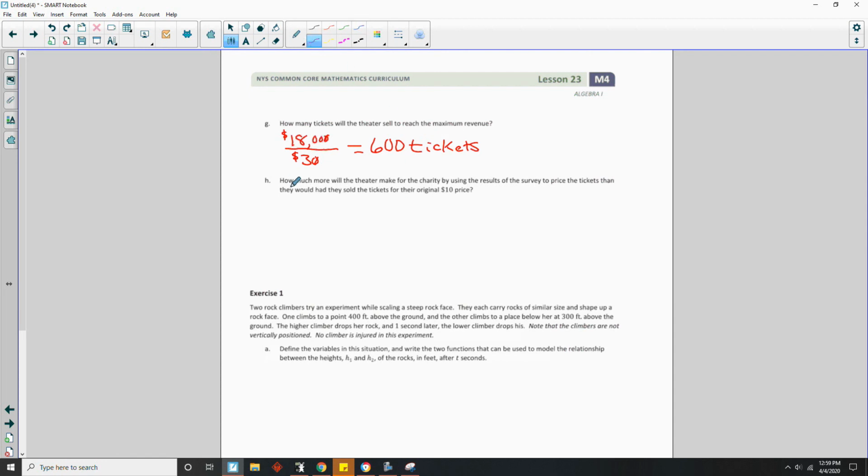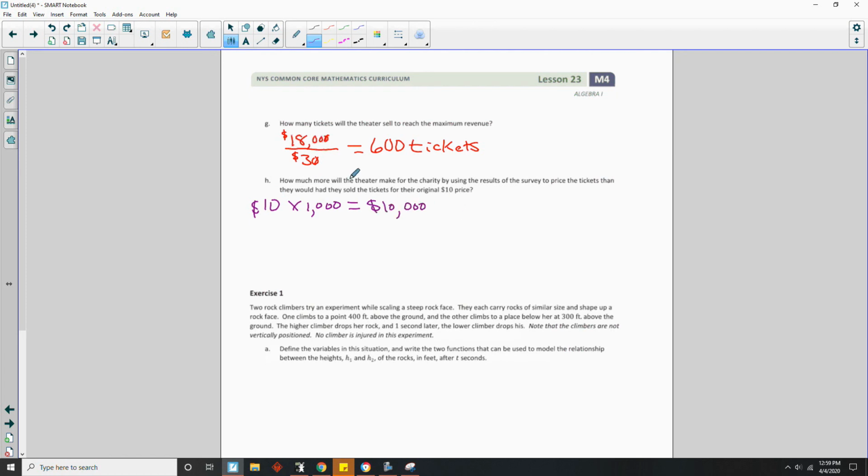Alright, part H. How much more will a theater make for the charity by using the results of the survey to price the tickets than they would had they sold the tickets for their original $10 price? Okay, so at $10 per ticket, the theater would have brought in $10,000 after selling all 1,000 seats. They were initially going to charge $10 per ticket, and there were 1,000 seats, which would give them 10 grand.